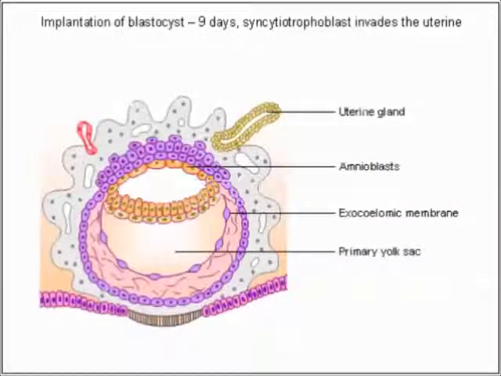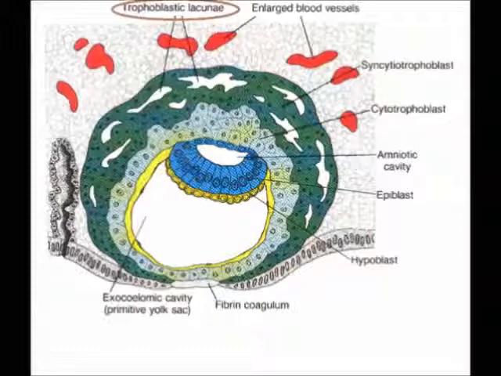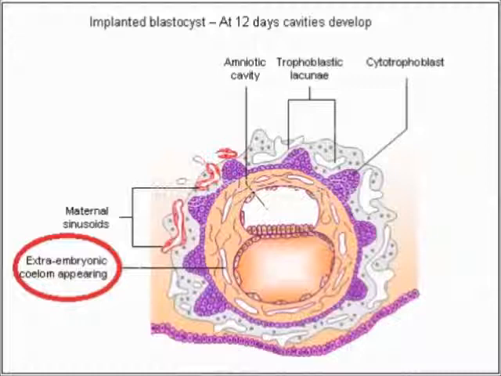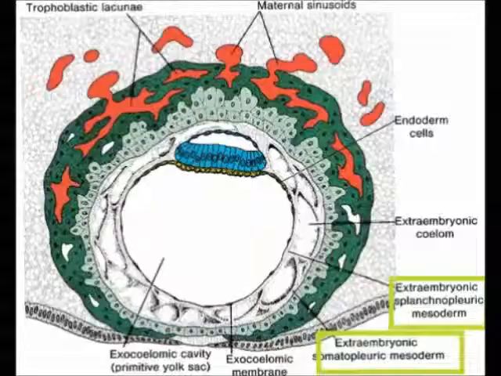On the 9th day after fertilization, the blastocyst becomes completely embedded in the endometrium and small spaces called lacunae develop within the trophoblast. About 12 days after fertilization, mesodermal cells derived from the yolk sac form a connective tissue around the amnion and yolk sac called the extra-embryonic mesoderm.